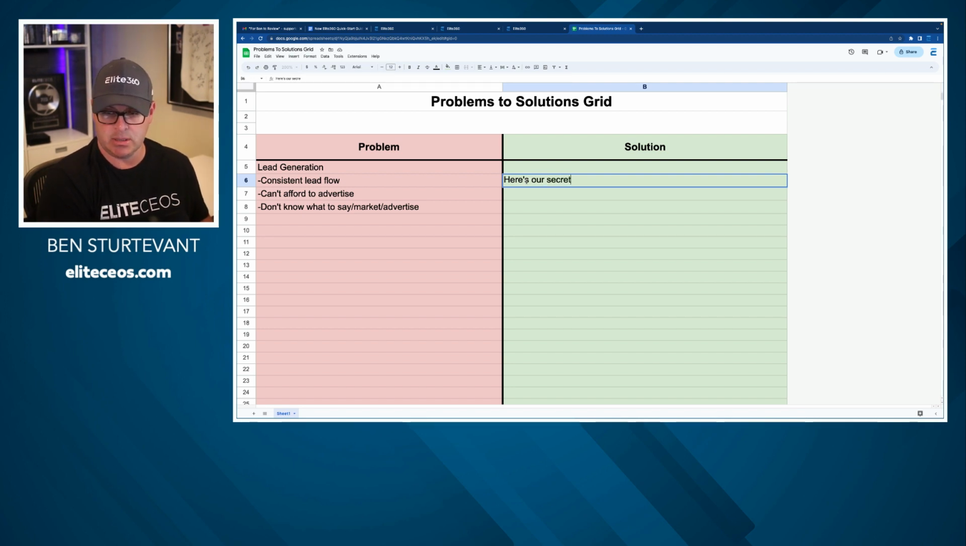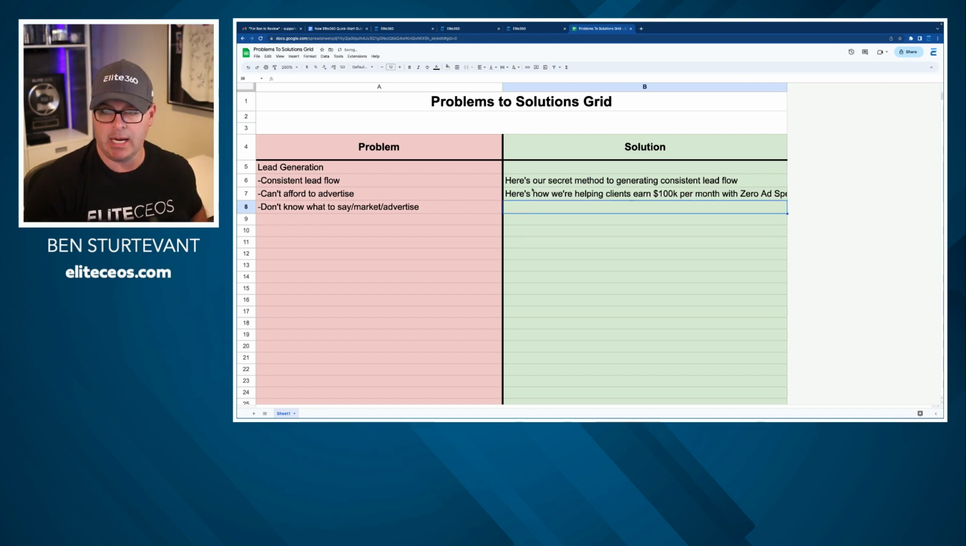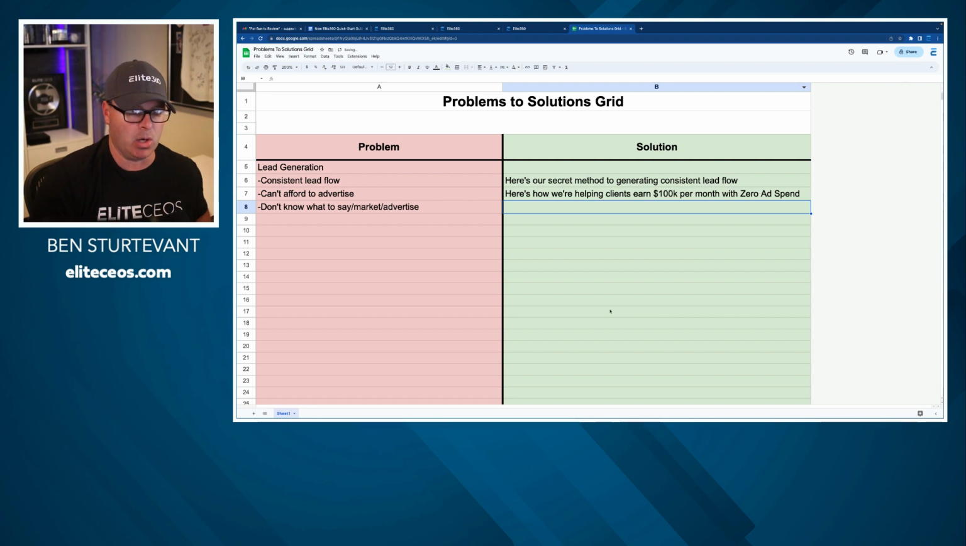Here's our secret method to generating consistent lead flow. It's not rocket science, is it? You see where I'm going with this? Can't afford to advertise? Here's how we're helping clients earn $100K per month with zero ad spend. Something like that, right? I think you get the point, and I can go on and on and on.